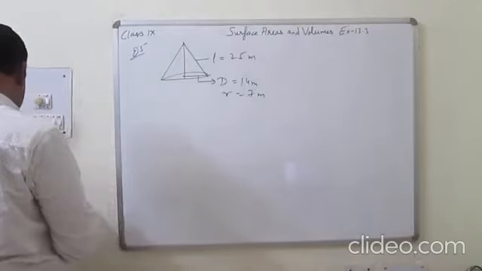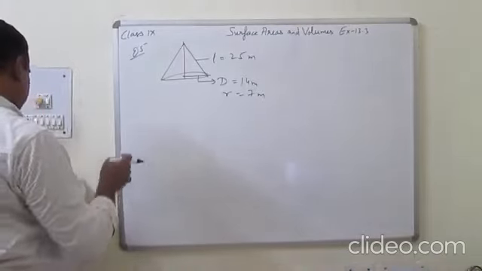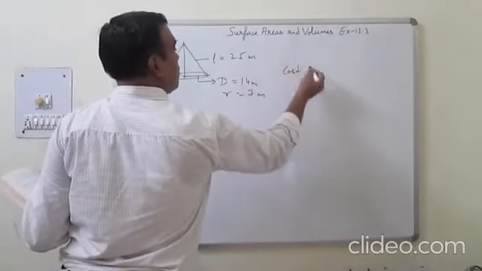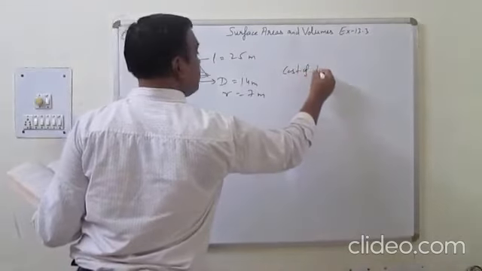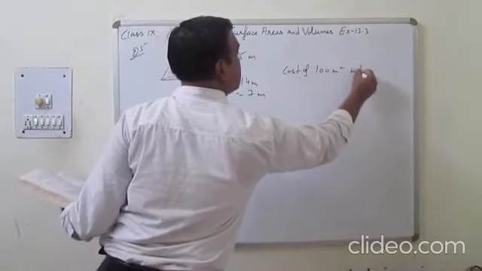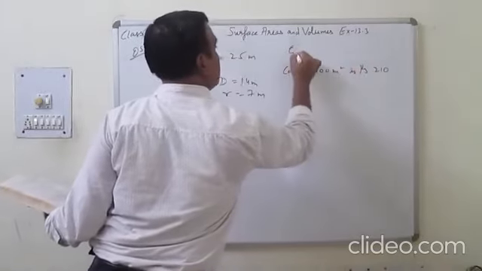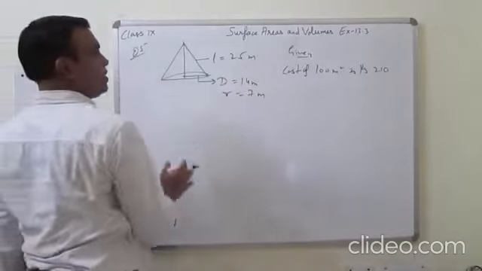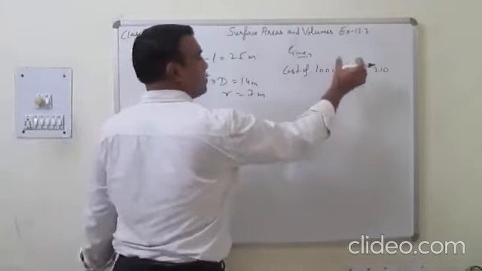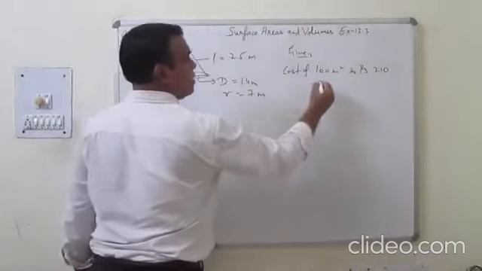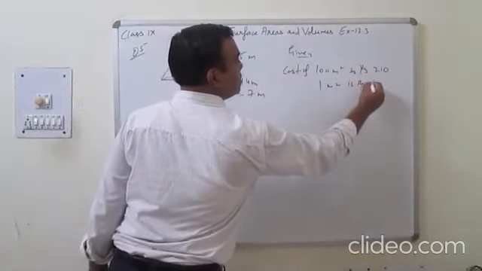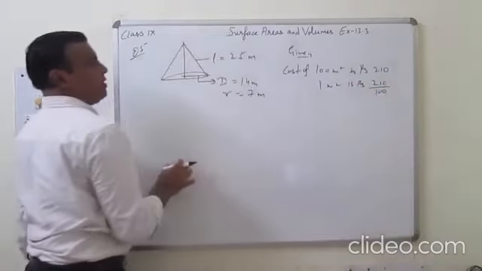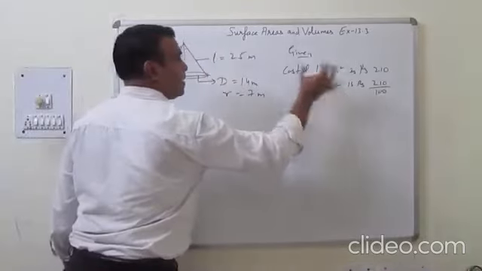Now find the cost of whitewashing the surface at the rate of... cost दी हुई है, cost of 100 meter square is rupees 210. This is given to you. This is the cost of whitewashing. 100 मीटर स्क्वायर के हिसाब से अपन 210 रुपए दे रहे हैं. तो 1 मीटर स्क्वायर का 210 upon 100 rupees. तो जितने भी मीटर स्क्वायर आएगा उसको इस cost से multiply कर देंगे.